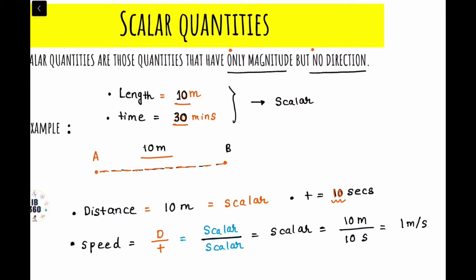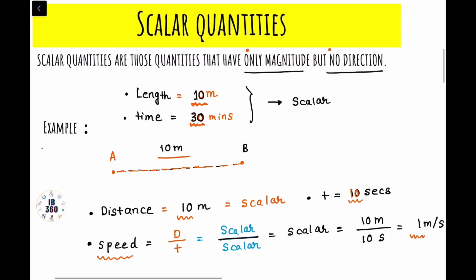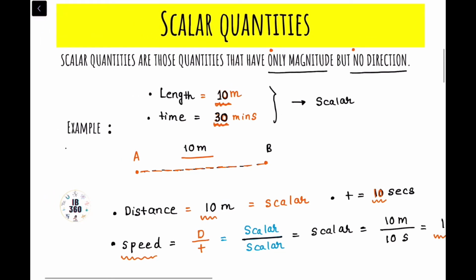For speed also, we are specifying only the magnitude. The magnitude of the speed is 1 meter per second, but for speed we don't need to specify in which direction it is acting. In all of these cases, what we are specifying is only the magnitude. For length it is 10 meters, for time it is 30 minutes, and for speed it is 1 meter per second. No direction is specified, so these are all scalar quantities. We'll come to more examples of scalar quantities in later slides.